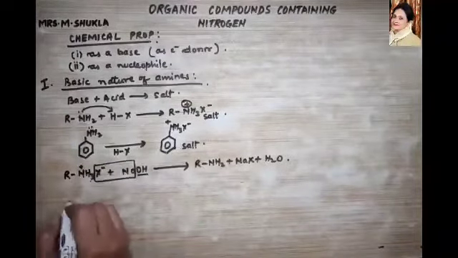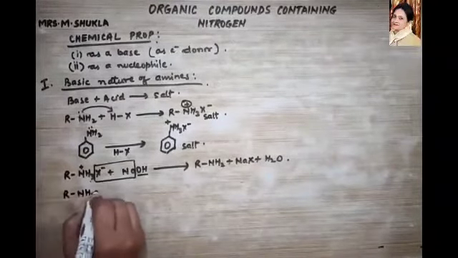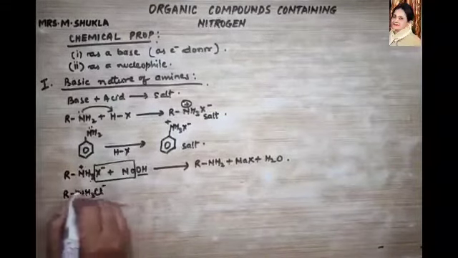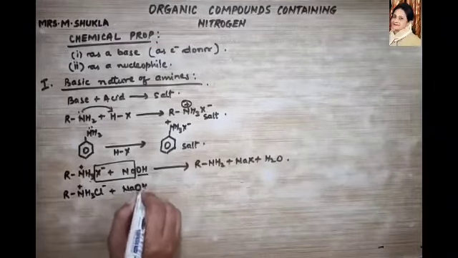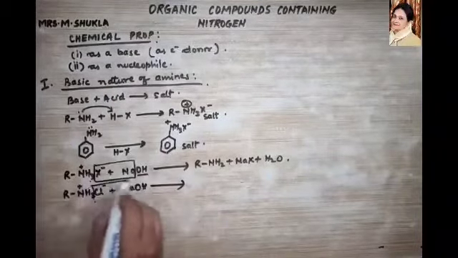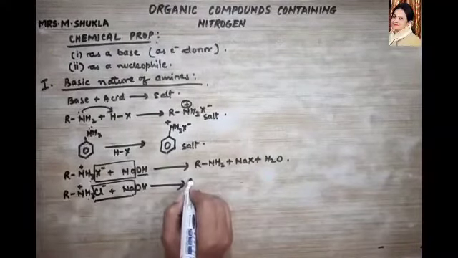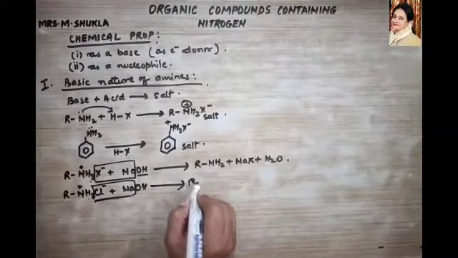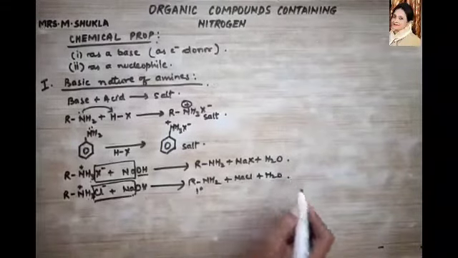Similarly, let's take one example like RNH3+ Cl-. When treated with NaOH, what should be our products? One H is given away from here, so this becomes RNH2. This is the primary amine that is formed, plus NaCl plus H2O.